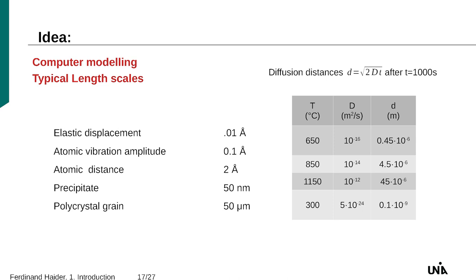On the other side, here I marked some typical distances we are interested in. Elastic displacements are perhaps tens or hundreds of a lattice constant, so they are in the range of tens or hundreds of angstrom. Atomic distances, I guess you know, are in the angstrom range. That's why we have this strange unit of angstrom, because it fits well the crystal lattice size.